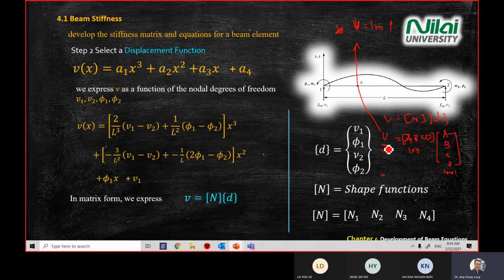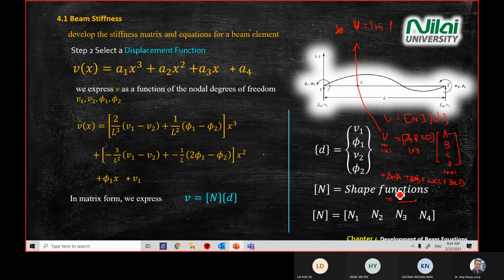So how do you get 1 times 1? You take A times A plus B times B plus C times C plus D times D. The summation of all these products, you get one constant value. Okay, so in this case, we will know that our shape function consists of n1, n2, n3, and n4.